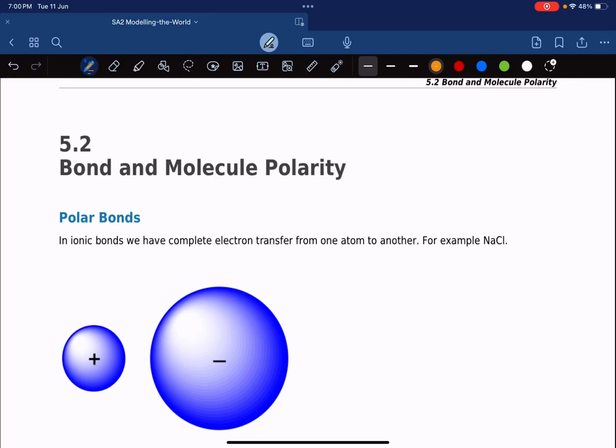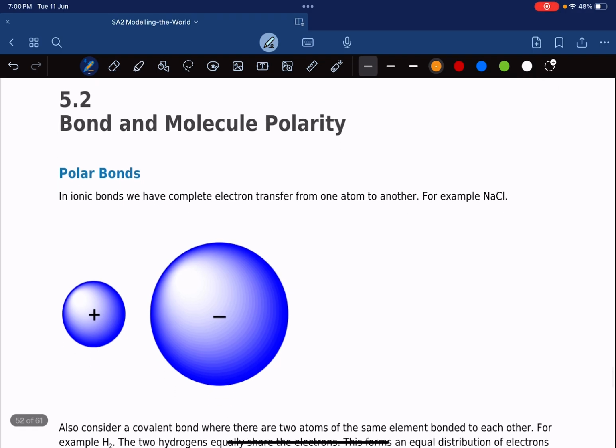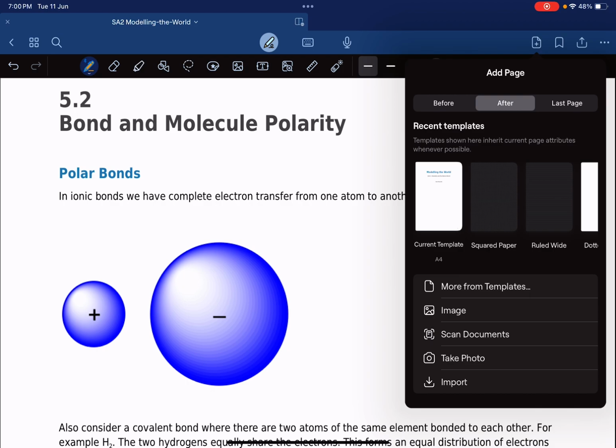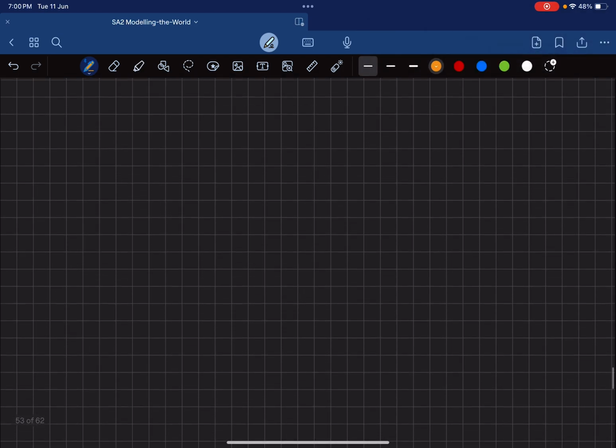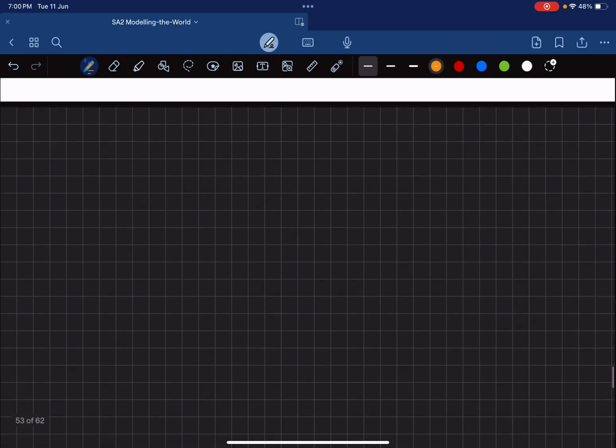Okay, folks, so we're going to be talking about bond and molecule polarity. But before we even talk about this, we need to talk about something else. Let's talk about electronegativity. We have spoken about this before, but just to recap will help us to understand this better.